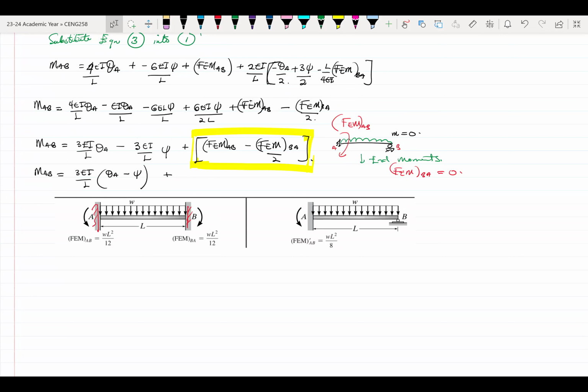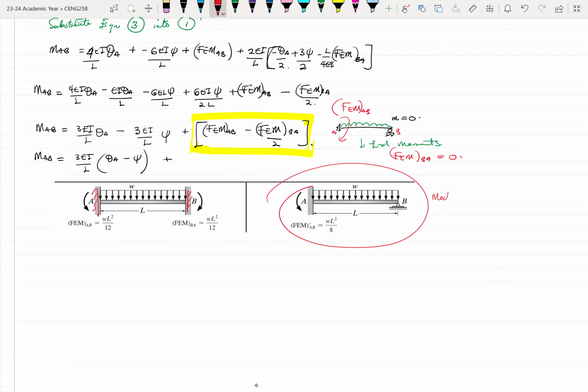Okay. So if that is the case, what this means is that we'll use the modified fixed end moment. This takes into consideration the fact that one end is actually pinned. So once one end is pinned, the fixed end moment BA will be equal to 0, but then the fixed end moment AB would be there.